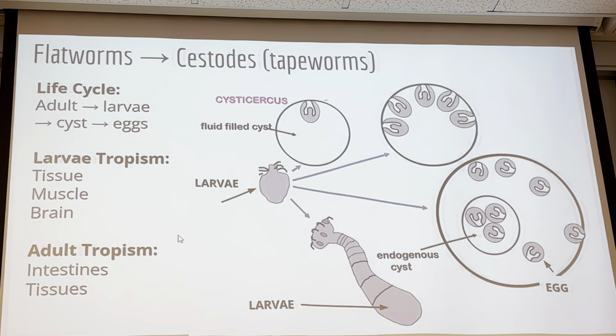Okay, so here's their life cycle. They have adult and larvae. They have this other stage called cysts, but I don't want you to remember that. We're only going to remember ova, which are the eggs, larvae, and adult. But some have these other forms also.